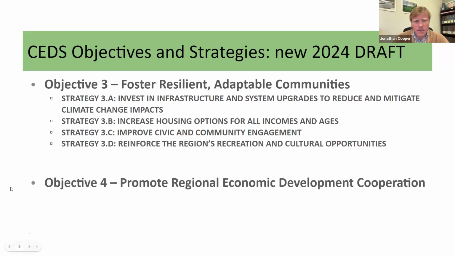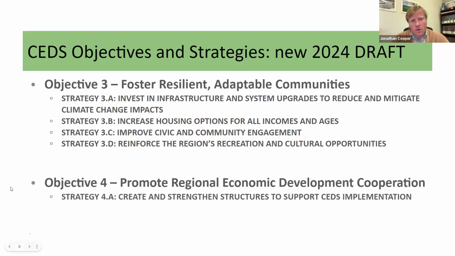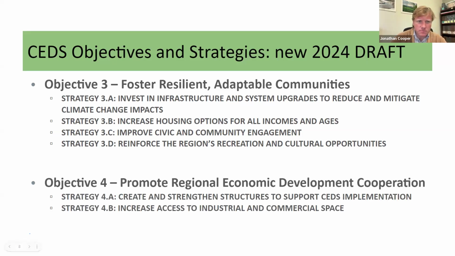Our final objective, promoting regional economic development cooperation, involves two strategies that are to be understood as belonging to the public. First, we want to strengthen the structures that support the implementation of a CEDS. And that seems a little wonky, but the point of the language is that a comprehensive economic development strategy needs to be implemented so that it is not forgotten about. And it's really an either or. You can't be implemented and be irrelevant. And if you're not being implemented, you are irrelevant.